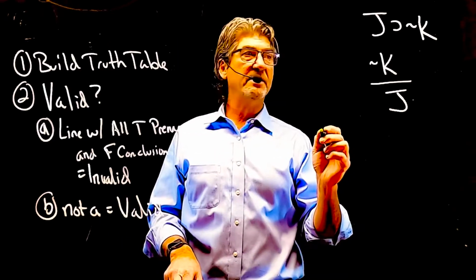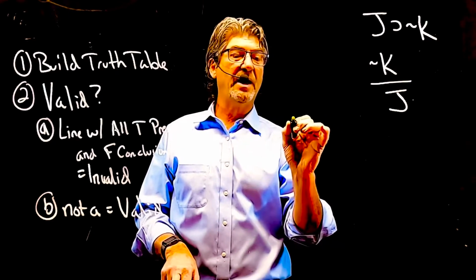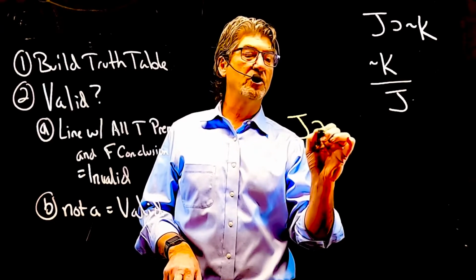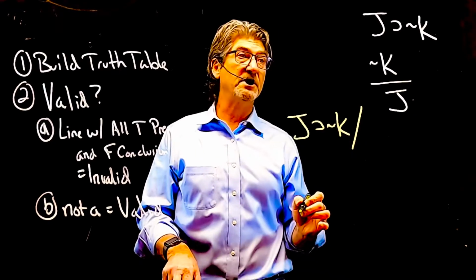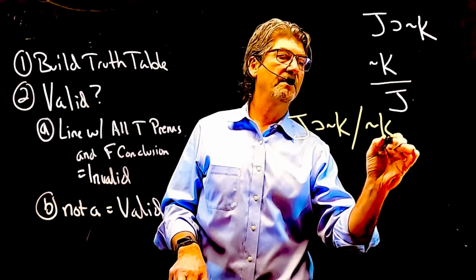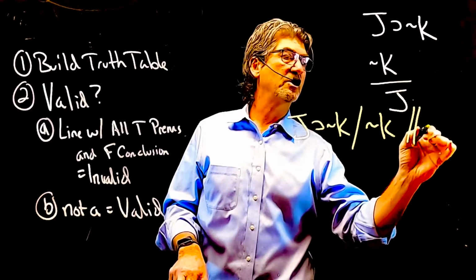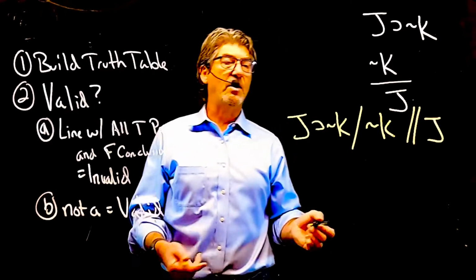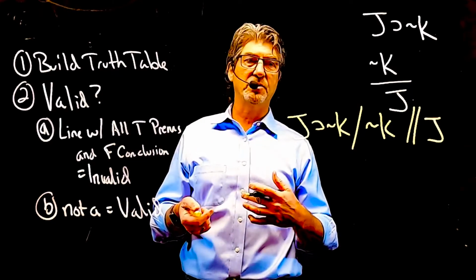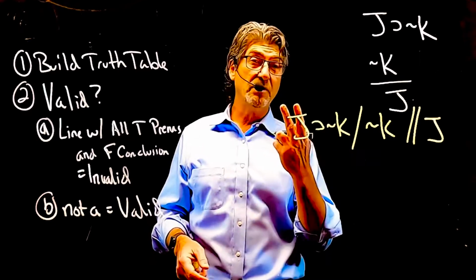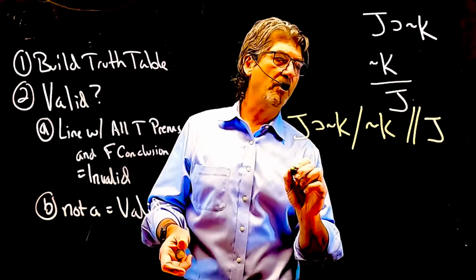And to do that, we line these things up so that you have J horseshoe tilde K. You put a slash to separate the premises, tilde K, and a double slash to indicate the conclusion, J. Now, how many different letters do we have? We just go through the normal build-a-truth-table procedure here. You have two different letters, J and K. So two letters, 2 to the 2 is 4, so you have 4 lines.